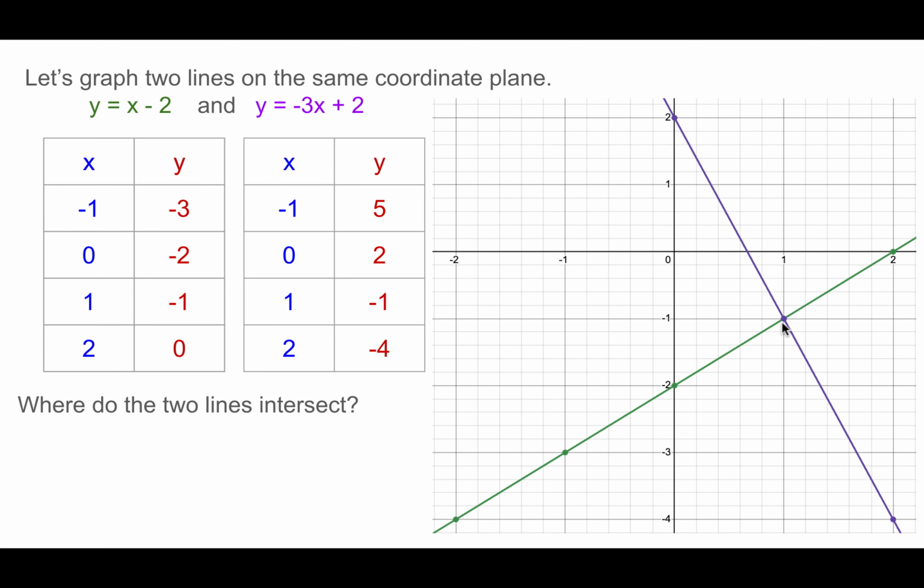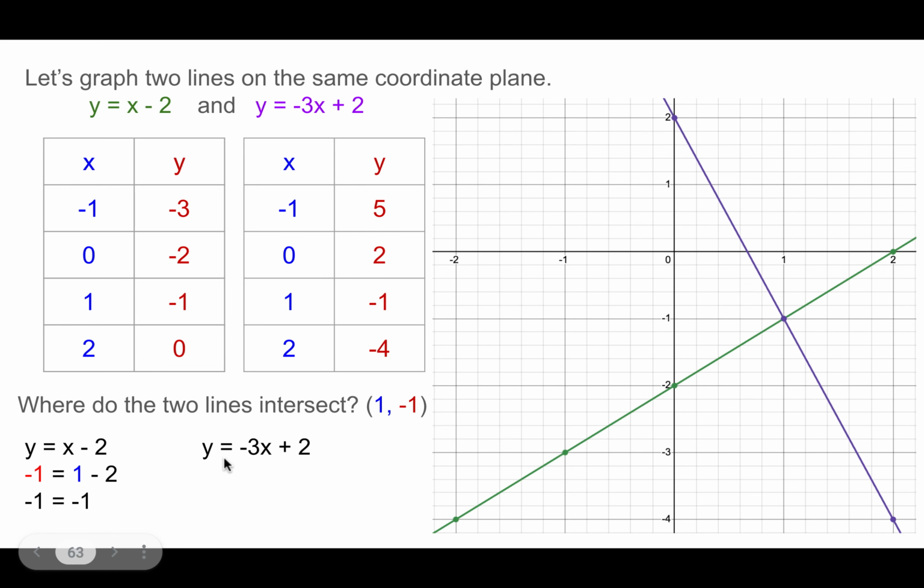And where do the two lines intersect? It's right here. So we'd say 1, comma, negative 1. Let's make sure that we didn't make an error. We can replace our x's with the 1 and our y's with the negative 1. So here's my first line, y equals x minus 2. Again, the x is a 1 and the y is a negative 1. Let's see if this computes. So negative 1 equals 1 minus 2, and 1 minus 2 is negative 1. So it looks like that line is correct.